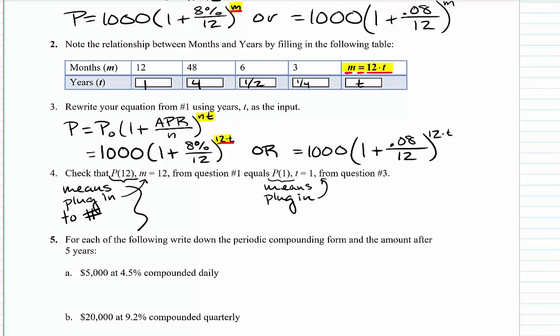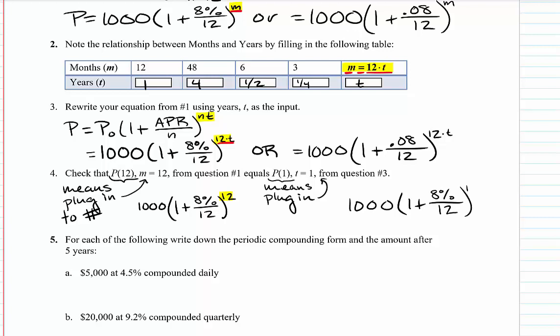So if we do this over here, we have to take our equation up here, or this version if you prefer. So we'll have 1,000, 1 plus 8% divided by 12. Plug in 12 for the m. So 12 will go right there. Now if we go over here and plug in t for 1, right here, lo and behold, we're going to get the same thing. And that's what I was telling you a moment ago. There's a reason why these two things are equal. This number 4 here is just designed to really emphasize that fact. So 12 times 1. And yep, they're the same. That's what I've been trying to tell you.